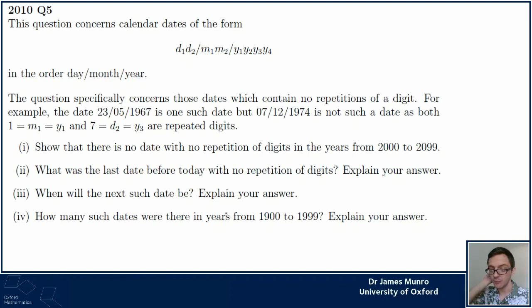For the last part, we're interested in the years starting with 19. So our day, month, year is supposed to look like this. So crucially, we've already used 1 and we've already used 9. We want no repeated digits.